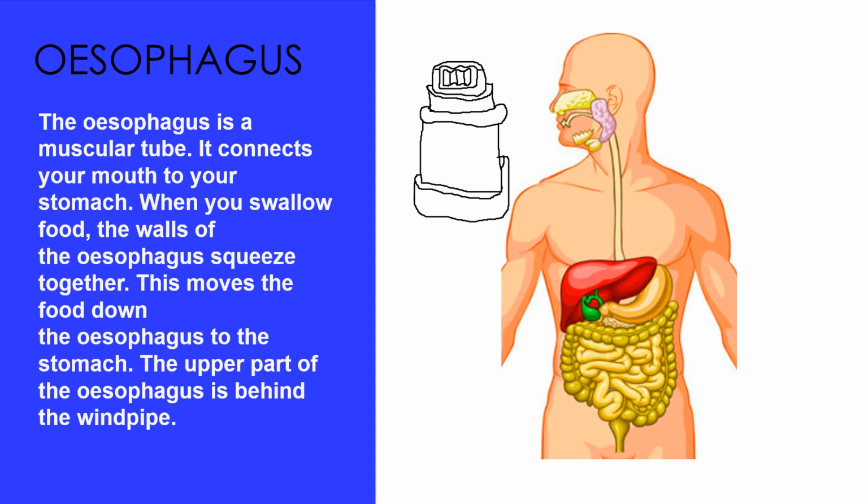So this is a muscular tube. It is also known as food pipe. It connects the pharynx and it is the upper section of the gastrointestinal tract. Okay, and it helps the food to go in to reach the stomach. Okay, and it also has different layers.